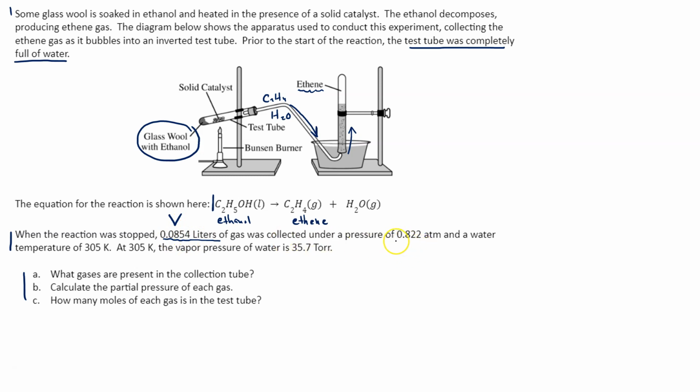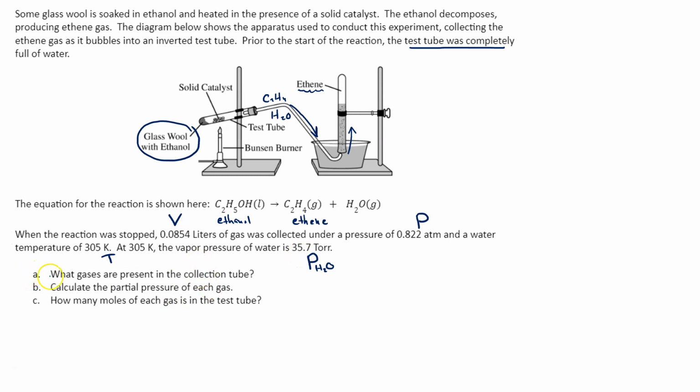It was collected under a pressure of 0.822 atmospheres, so that's a pressure, and a water temperature of 305 Kelvin. So that, of course, is a T, a temperature. It then goes on to say that at 305 Kelvin, the vapor pressure of water is 35.7 torr. So this is another pressure, specifically the pressure of water. So that would be equivalent to a partial pressure of water. So I'm going to label that P again, but this time with the subscript H2O, just so that I know this is not just any pressure. This is the pressure of the water vapor at this temperature of 305 Kelvin. So that's all the information I was given.